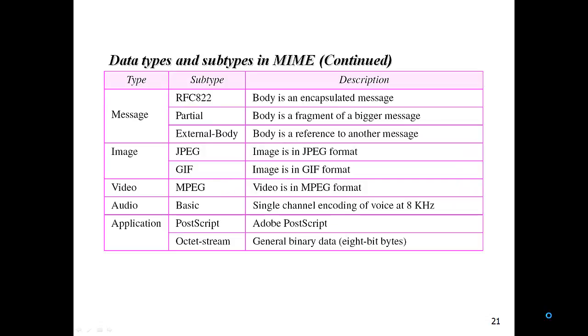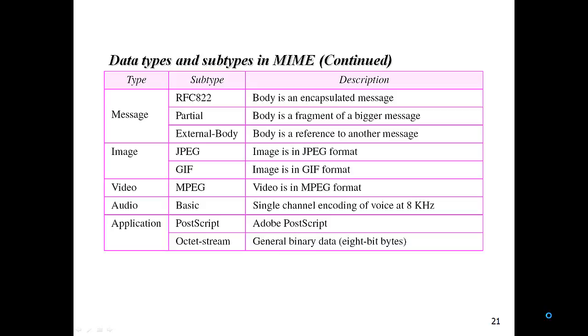So let's continue with that discussion. In the message, the RFC 822 specification says that the body is an encapsulated message. Partial tells you that the body is a fragment of a bigger message. External body says that the body is a reference to another message.